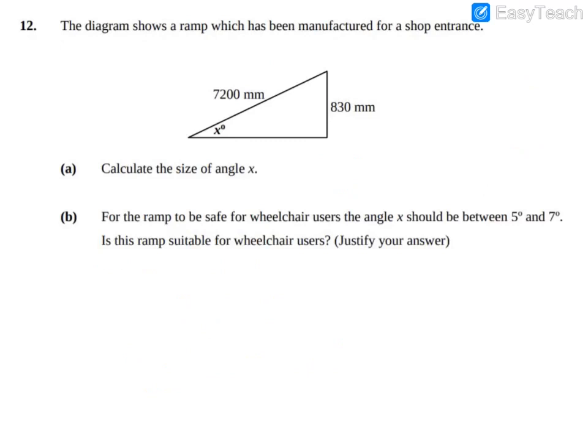Okay, question 12, the diagram shows a ramp which has been manufactured for a shop entrance. Calculate the size of angle x we've got first. Okay, so this slopey side is 7,200 millimetres. This vertical side is 830 millimetres. Here's the angle we're after. So labelling our sides first of all again. This is a hypotenuse. This side is opposite my angle.